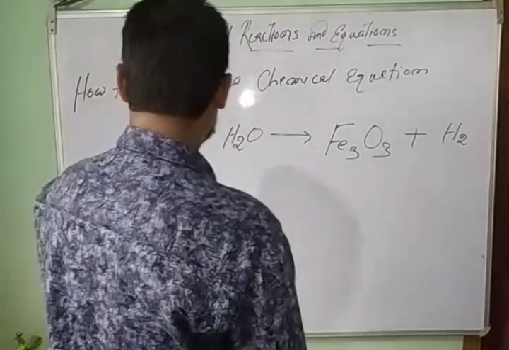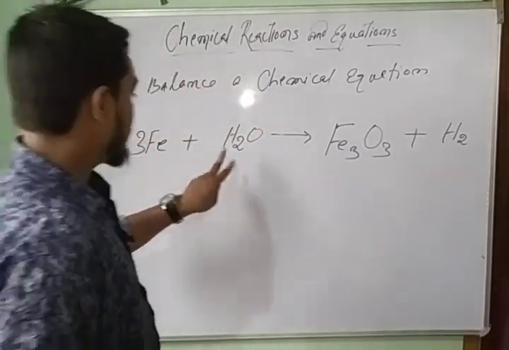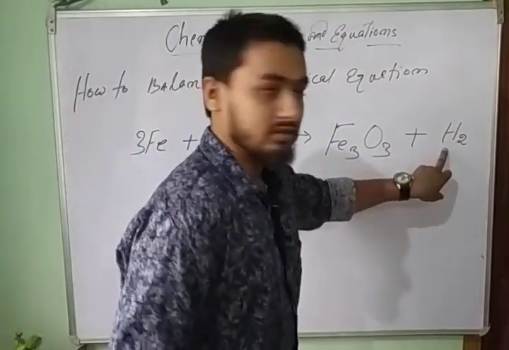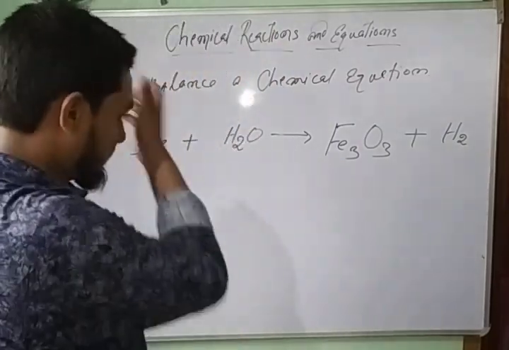Now coming to the next one. After Fe comes the next one, that is hydrogen. The number of hydrogen is 2 here, and the number of hydrogen is also 2 on the other side. That means equal. No need to change yet.